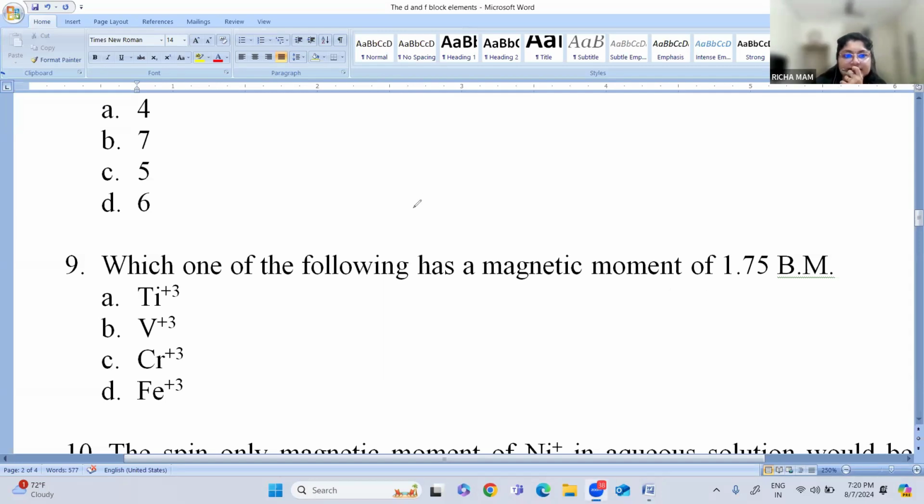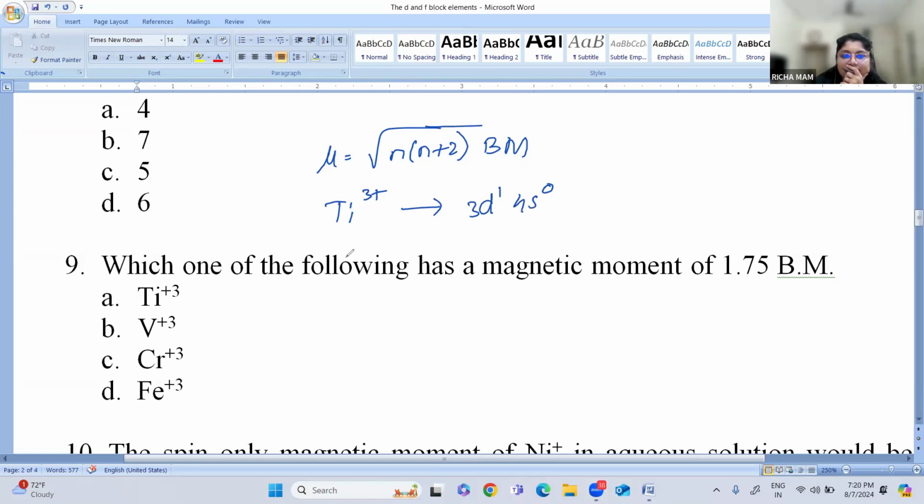Shri Varuni has answered it as A. Mu is equal to square root of n into n plus 2 Bohr magneton. Now titanium plus 3. If I write this, it will be 3d1 4s0.